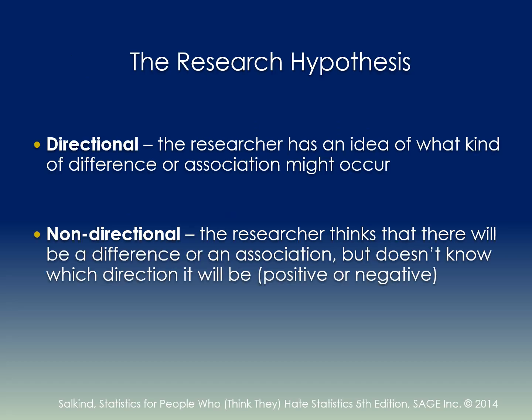So we can break the research hypothesis down into two different types. The first one is a directional research hypothesis. This is the one that you see in most journal articles, okay? This is where the researcher or researchers come together and pretty much have an idea of what they think is going to occur, right?